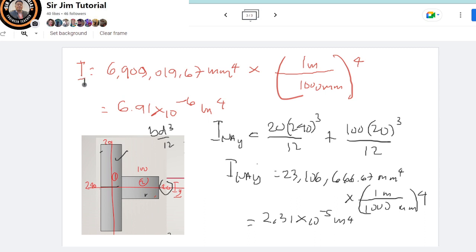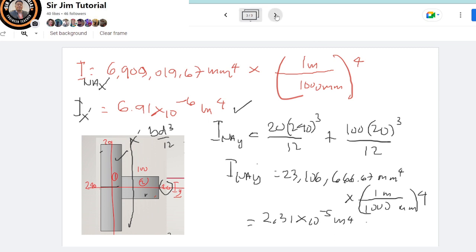Earlier, our calculation was this one, 6.91 times 10 to the negative 6, which is the neutral axis with x, the x prime if we rotate it. Since this is 10 to the negative 6, this one is smaller compared to the y value, so we are going to use this x prime value for our Euler formula.